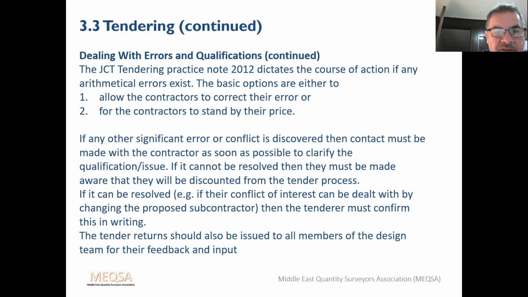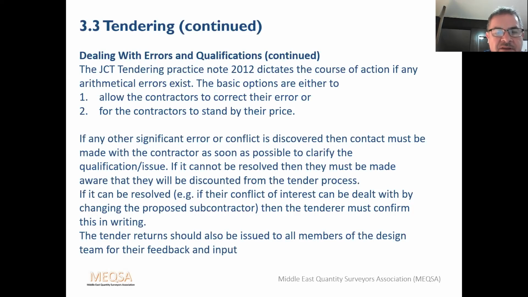The JCT tendering practice note 2012, which is a UK document, dictates a course of action if any arithmetical errors exist. The basic options are either one, you can allow the contractors to correct their error, or two, the contractors must stand by their price. Other countries use different methods. I can't deal with them all. You should make yourself familiar with the procedures in your particular country.